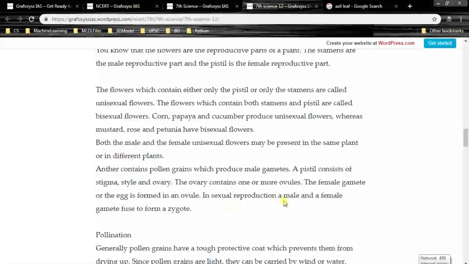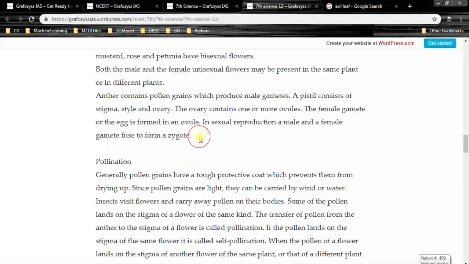In sexual reproduction, a male and a female gamete fuse to form a zygote. So in sexual reproduction, both gametes fuse to form a zygote. So I hope you understood till now, up to here.